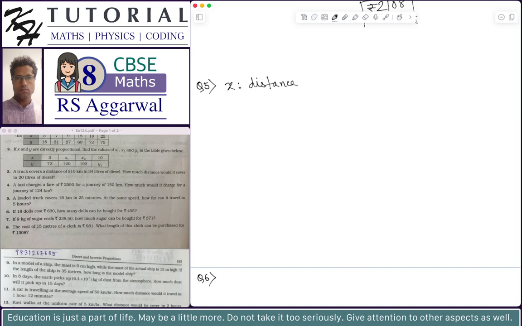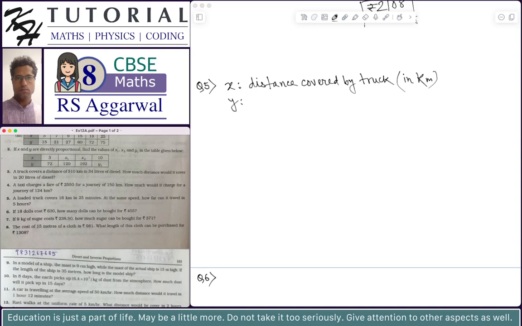distance covered by truck, and that should be in kilometer, and let's say y to be, now here one thing is important, the unit will play an important role.